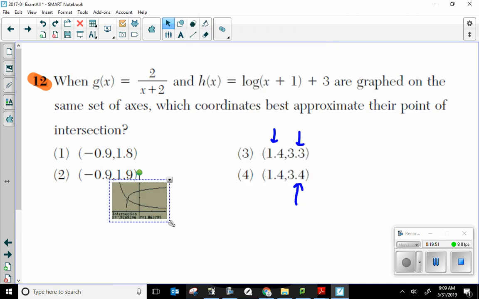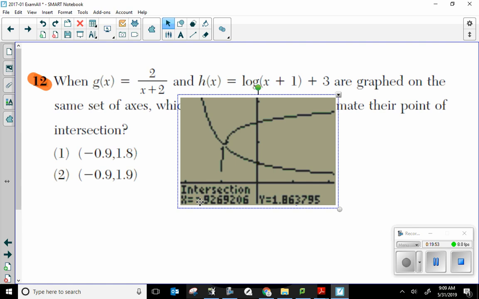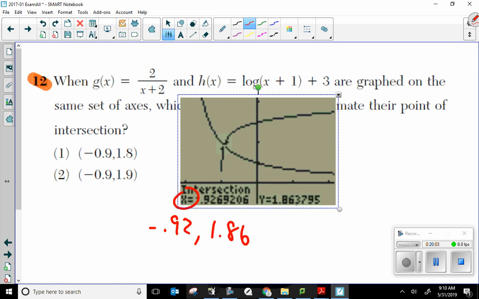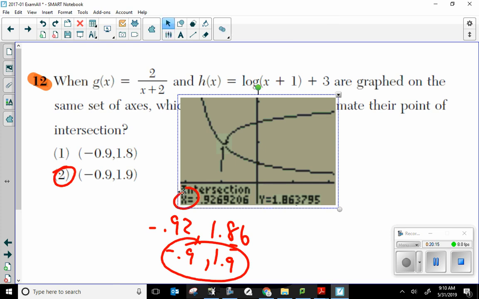If the intersection point happens to be, okay, -0.92 is my x value, and my y value is 1.86. That happens to round up to 1.9. This will round down to negative 0.9. Choice 2. After having a couple difficult problems, that was real easy.